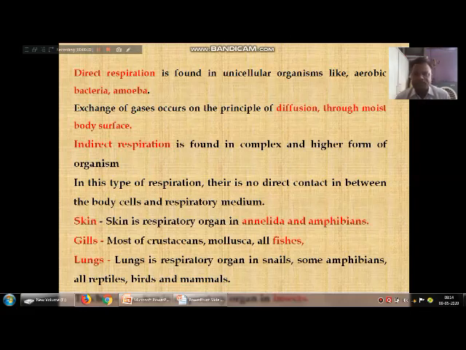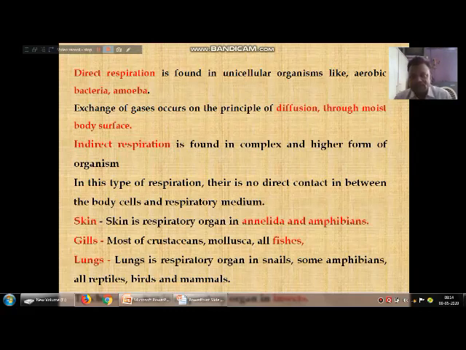You can learn only fishes, that is enough. And lungs act as respiratory organs in snails and amphibians, that means in some frogs, and reptiles, birds, mammals, including human beings, who come under mammals. These are the different types of respiratory organs. That means here direct respiration and indirect respiration.